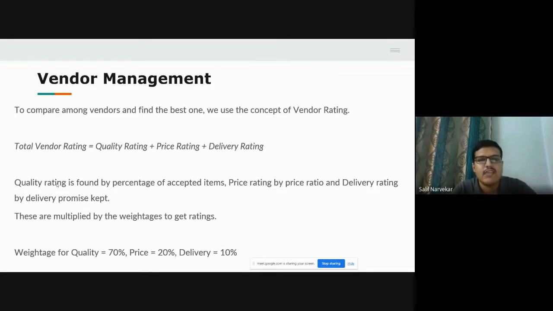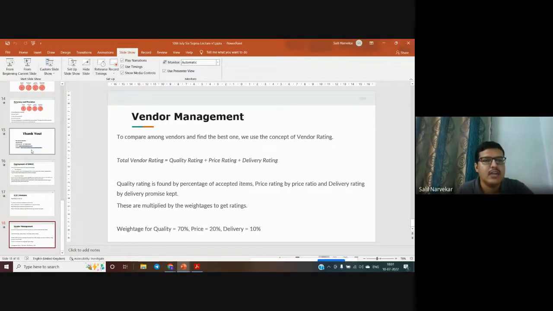Quality rating is found by the percent of accepted items. Price rating is found by the price ratio. Delivery rating is found by the delivery promises kept, and these are multiplied by their weightages to get the ratings. Typically in the industry, the weightage is 70 for quality, 20 for price, and 10 for delivery, because quality has the highest rating, as that's the quality management field which you are in.